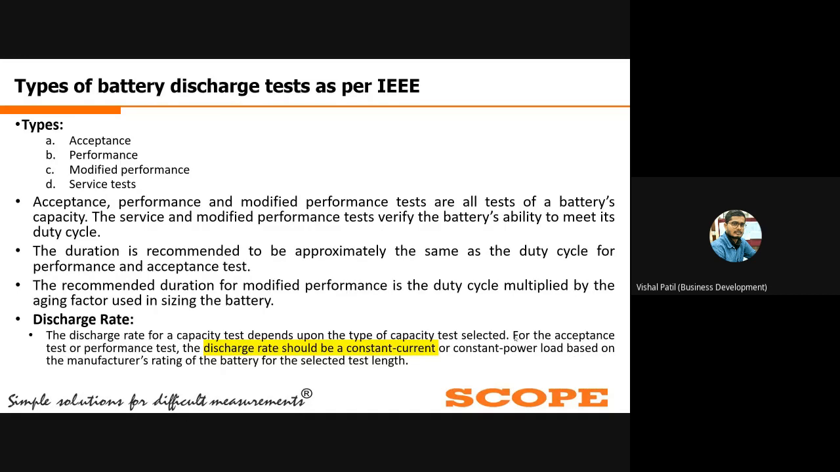Now next, related to the discharge rate. The discharge rate mentioned in the several IEEE standards is that you can use this discharge rate in the constant current mode. This is the most common and widely used method for the battery discharge test, and it is also mentioned in the different IEEE guidelines.